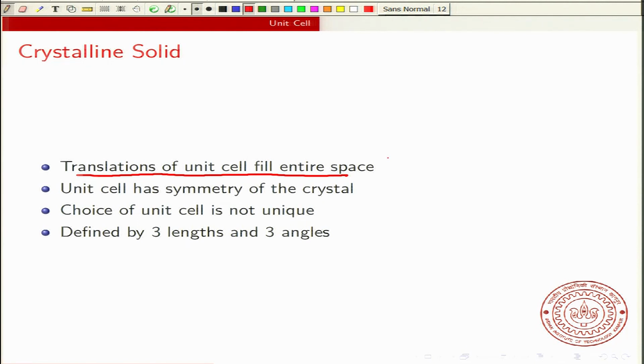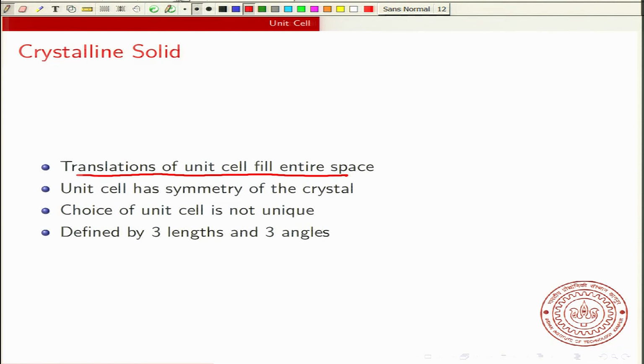Further, we said that the unit cell is chosen to have the symmetry of the crystal, and we also saw that the choice of the unit cell is not unique. What we mean by that is there are several choices for unit cells. And at the end we saw that you can define the unit cell using 3 lengths and 3 angles. So, this was what we learnt in the last class.